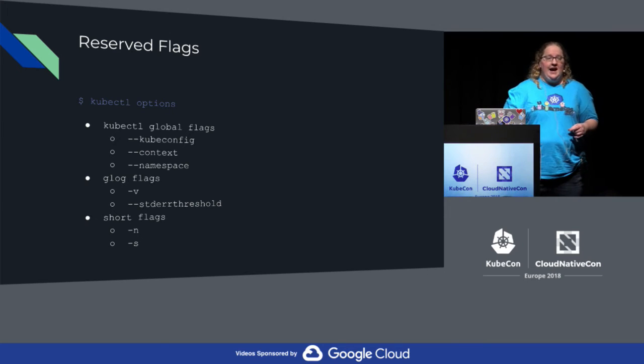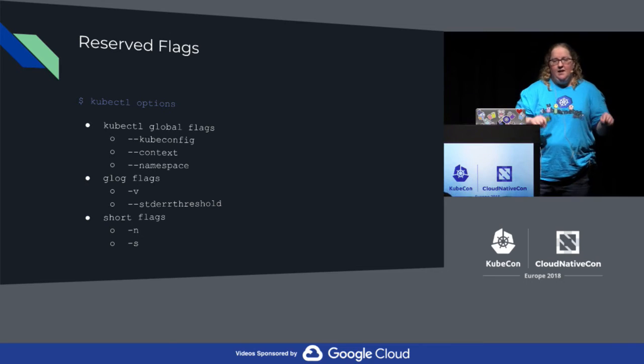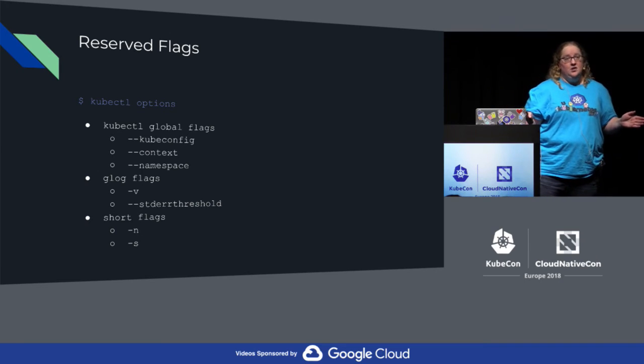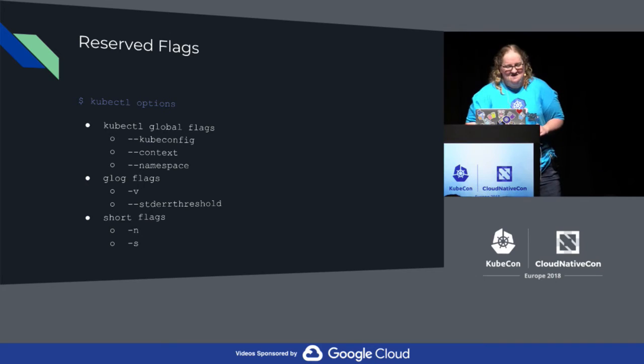there are reserved flags in kubectl. You know what they are by writing kubectl options that will list out a big list of all their short flags and long flags for you. If you happen to use one of those and define it in your plugin.yaml, it will just not load your plugin, and it won't tell you why. It doesn't matter how high you set for both. You will not know why it didn't load your plugin.